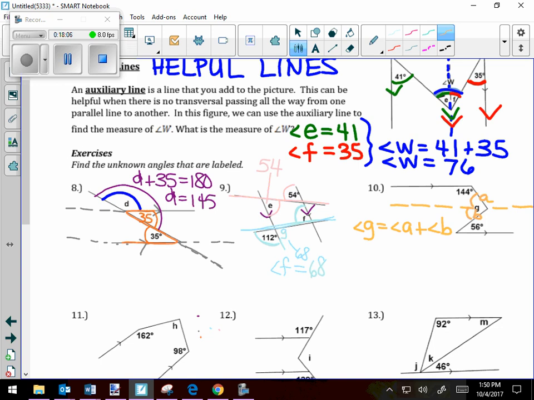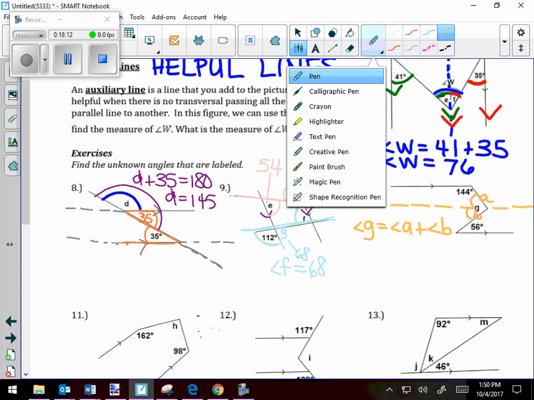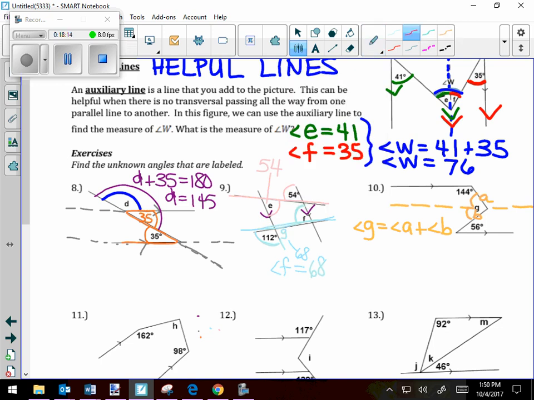And now with that auxiliary line drawn in, I can focus on the upper parallel lines. And if the one at the top is 144, the one that's up here, the one that's here is a same side interior. So angle A is going to be a same side interior. It's supplementary. 180 minus 144 will give me 36.